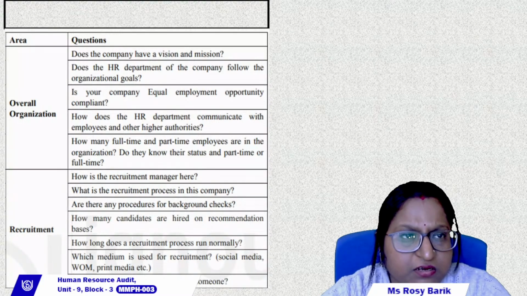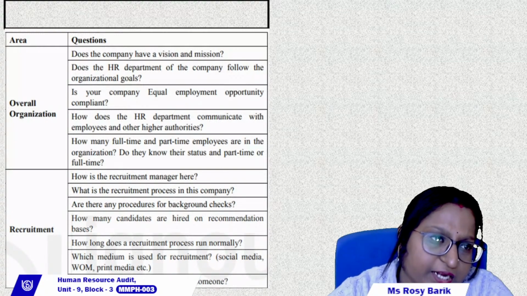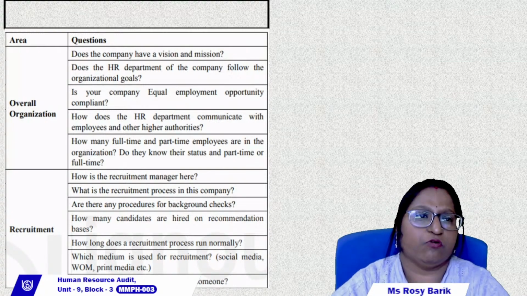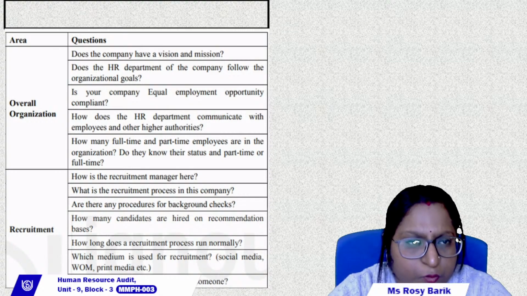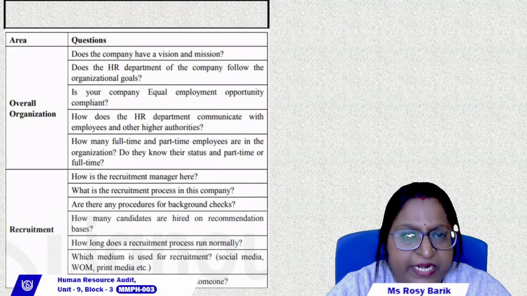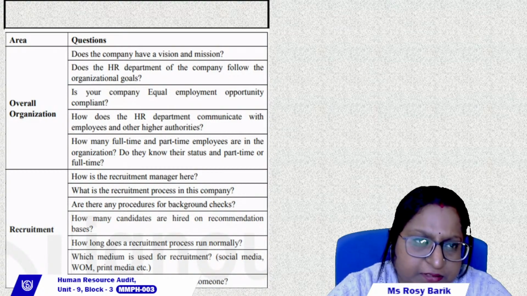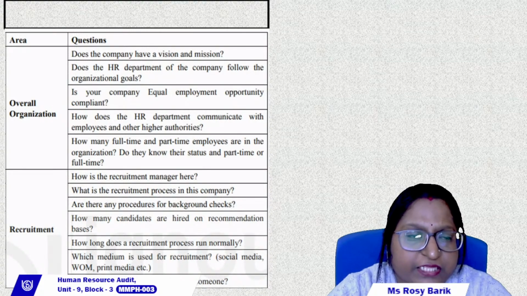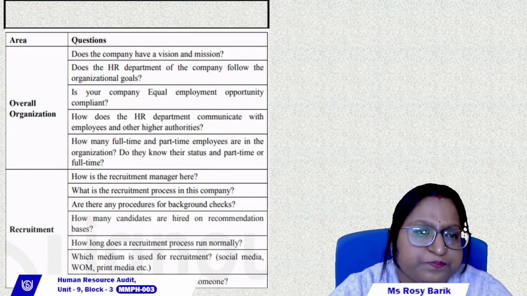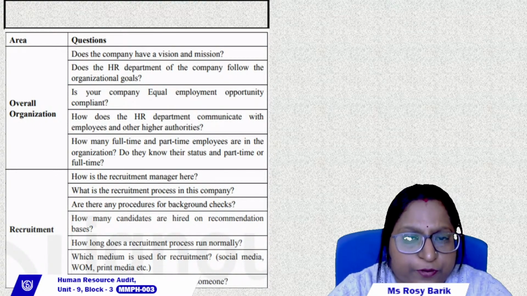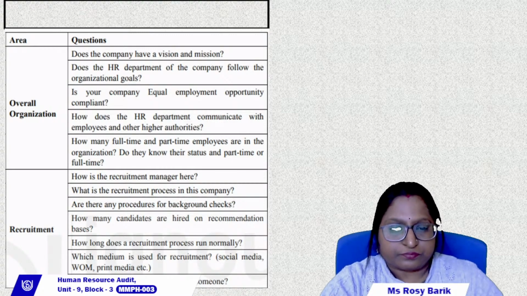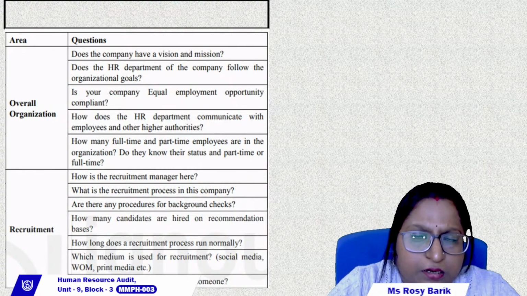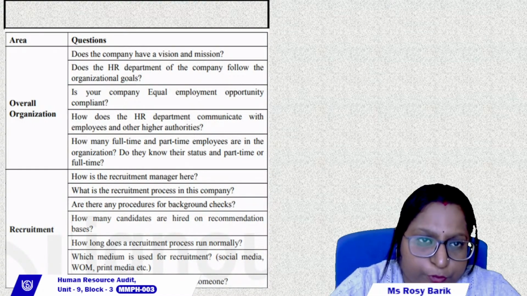Now we'll be discussing what questions are asked by the auditors in the organization. Area wise, for the overall organization they ask: does the company have a vision and mission? Does the HR department of a company follow the organizational goals? Is your company equal employment opportunity compliant? How does the HR department communicate with its employees and its higher authorities? How many full time and part time employees are in the organization? Do they know their status, part time or full time? These are the questions related to the organization that are asked to the employee.